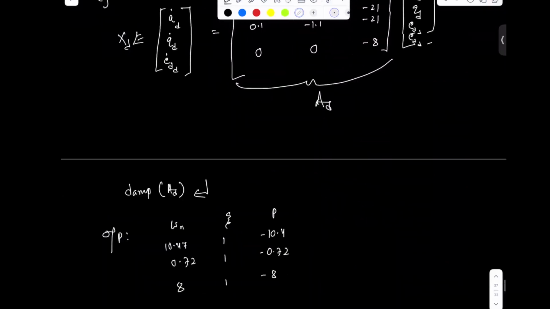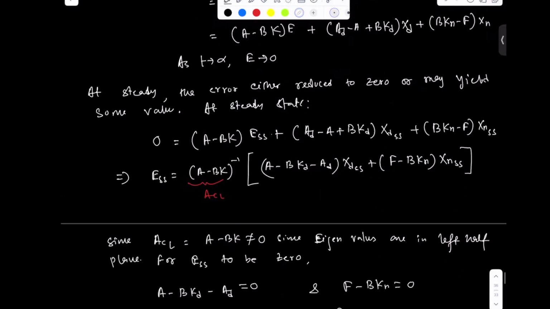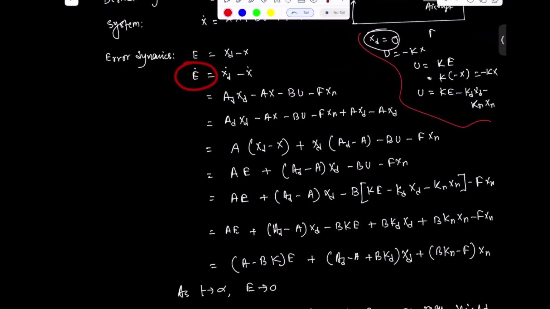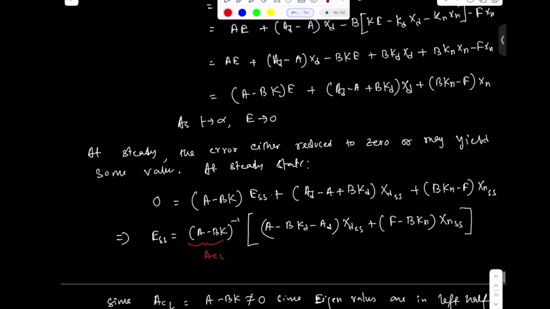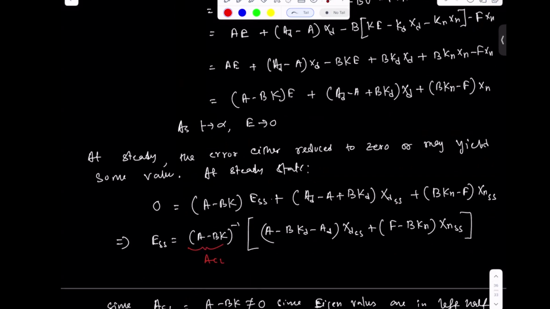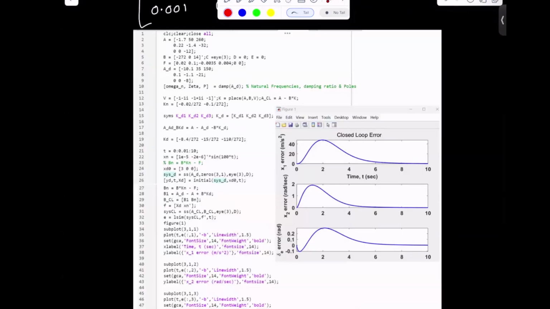For simulation of the E dot dynamics, we have all the values in this equation, right? We found this, and we also found this. Also, we are given this. Now we are also given the XD. So we can simply use the MATLAB command to find the error values, the error dynamics. So this is the MATLAB result for this particular problem.